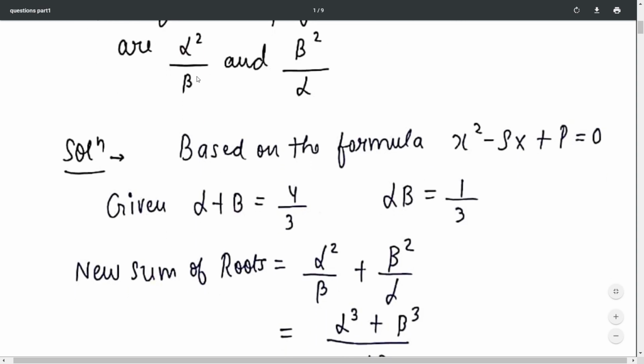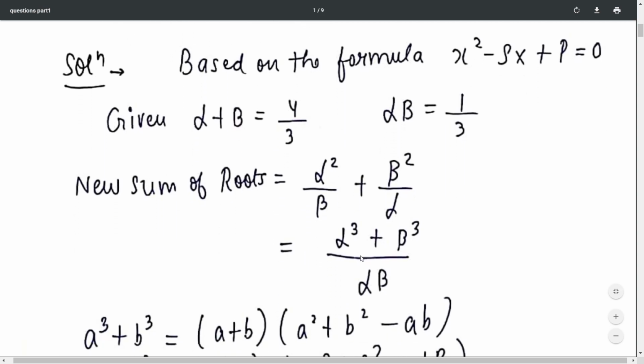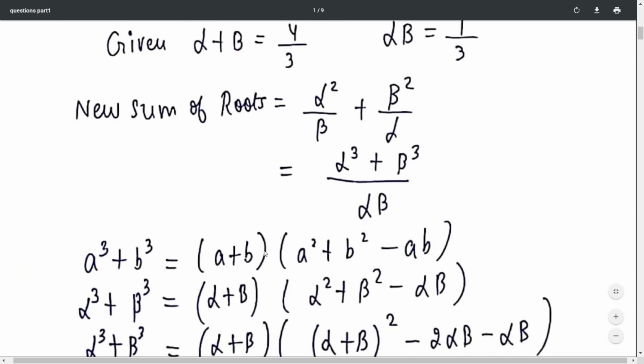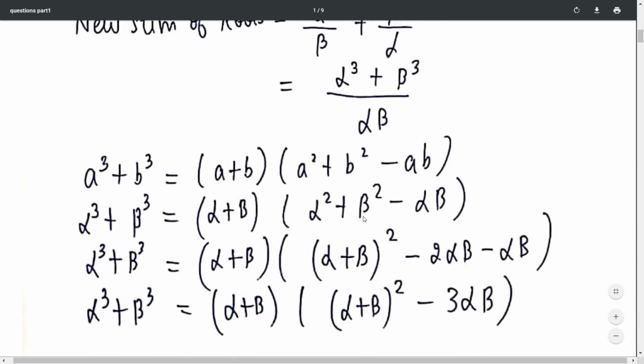New sum of roots will be alpha square upon beta plus beta square upon alpha. So taking the LCM, we'll get alpha cube plus beta cube upon alpha beta. You must be knowing this identity: a cube plus b cube is equal to a plus b into a squared plus b square minus ab. So I've used this identity replacing a by alpha, b by beta. You get this value on substituting a by alpha and b by beta. And I simplified this expression.